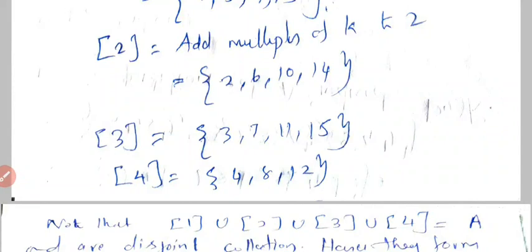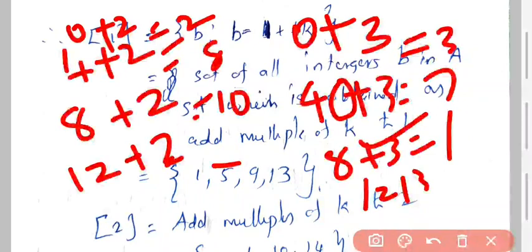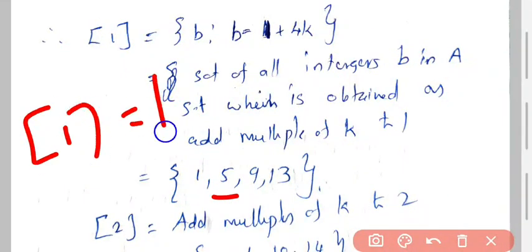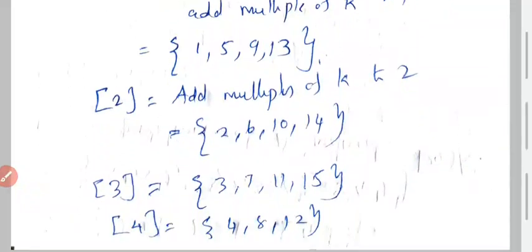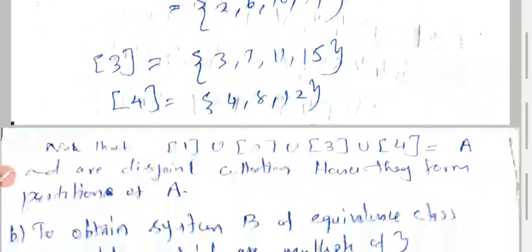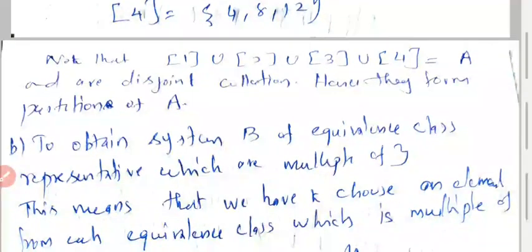Now the equivalence class of 5 is what? Because 5 is an element of the equivalence class of 1, the equivalence class of 5 is the same as the equivalence class of 1. Similarly, all the members of A are in one of these equivalence classes 1, 2, 3, 4. So these form a disjoint collection whose union is A. So it forms a partition of A.